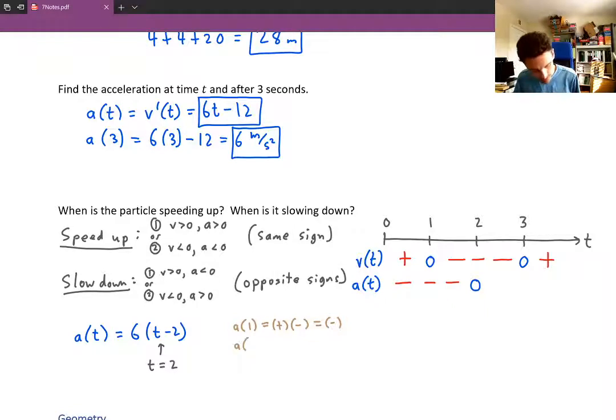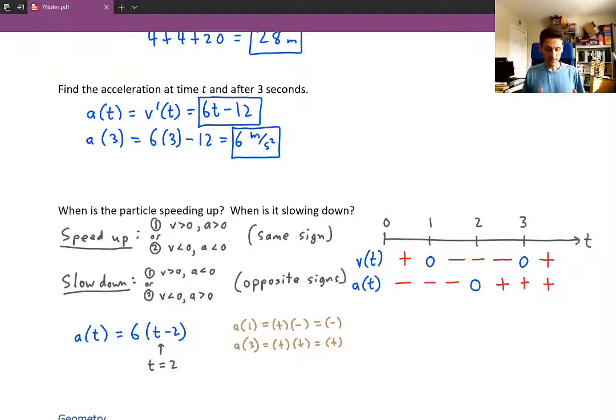Then we'll check a of, let's say, 3. Just pick any t value that's greater than 2. 3 is a nice one. And we're going to get positive, because 6 is always positive, and then a positive number when we plug 3 into the t minus 2 factor. 3 minus 2, that's positive. So positive times a positive is positive. And so at t equals 3, acceleration is positive, and that includes also the intervals from 2 to 3 and from 3 to infinity. Because again, acceleration is only going to change signs possibly when t equals 2.